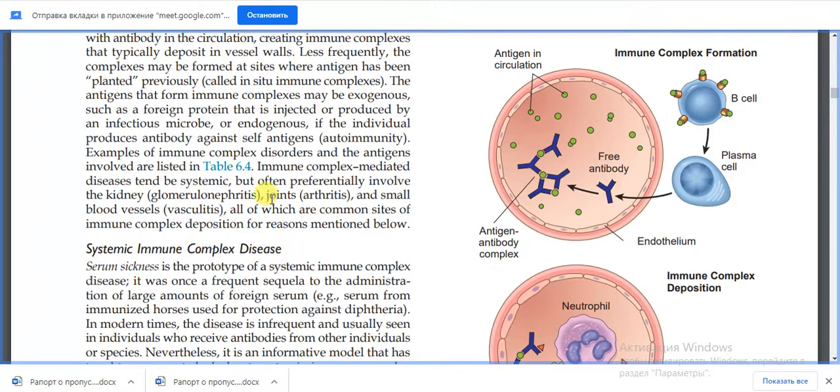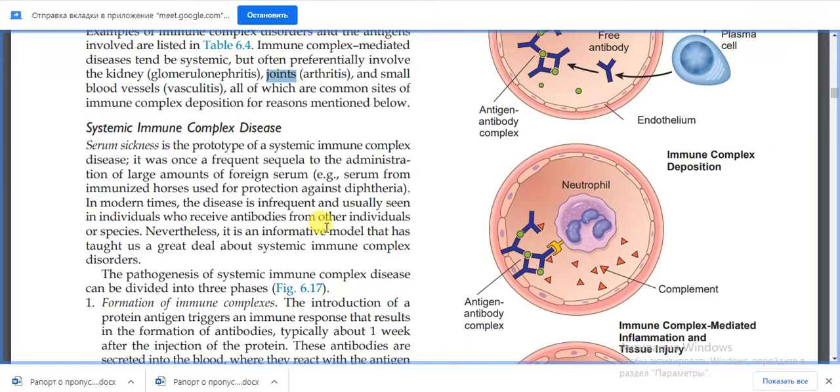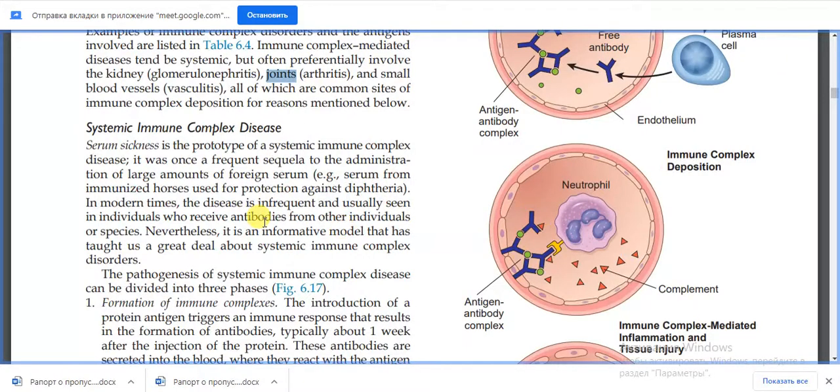Let's talk about this. Immune complex mediated diseases tend to be systemic, but often preferentially involve the kidney. Glomerulonephritis is the most common disease. Sometimes joints, they cause arthritis, and small blood vessels, they cause vasculitis. All of which are common sites of immune complex deposition for reasons mentioned below. So here we'll discuss these reasons later.